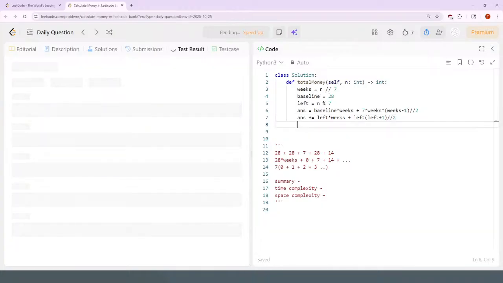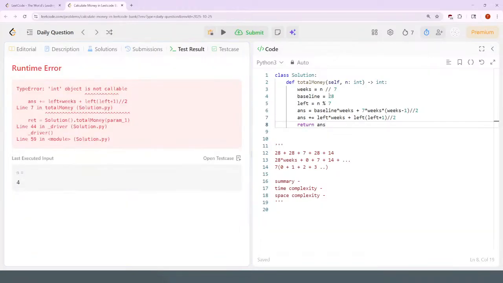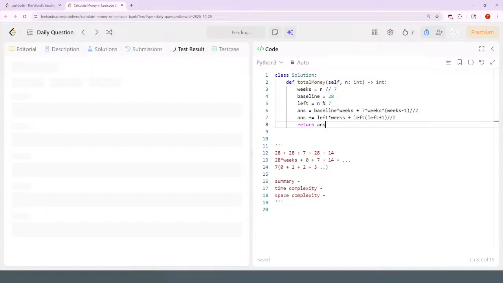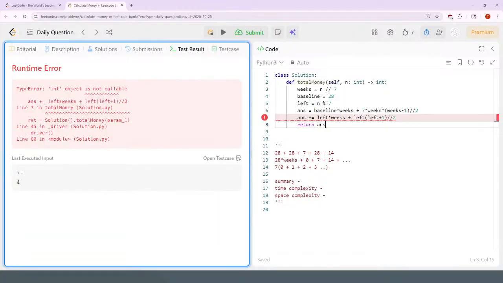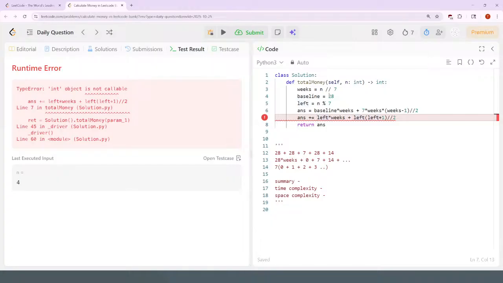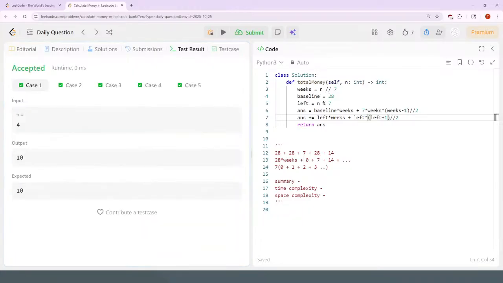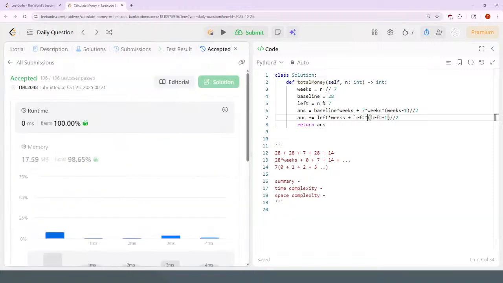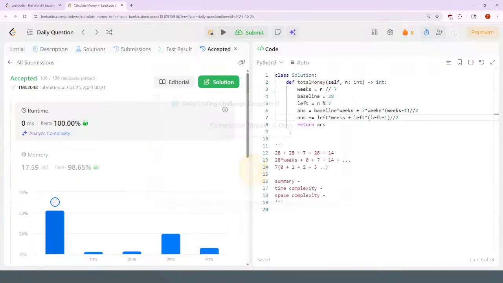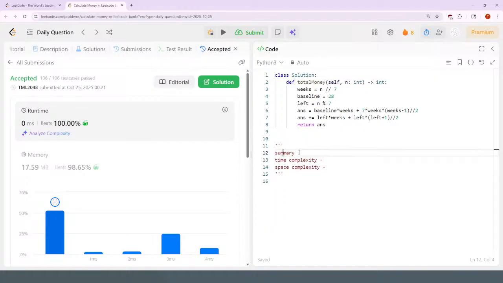Oh, whoops, I need to return this. Not feeling great about this, considering I submitted a whole lot of incorrect answers so far. That's wrong syntax. Excellent. Okay. I've definitely done better on some of these easy ones. Okay. So summary. I don't know.